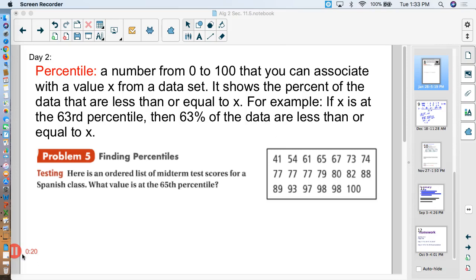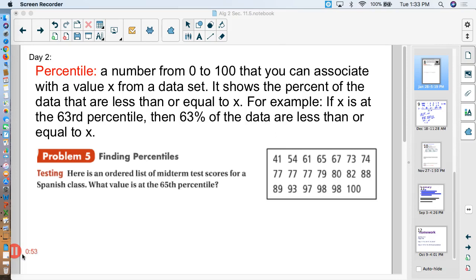When you are a young child, you have well-child checkups. Your parents would have taken you to the doctor, they would have measured your height and weight, and they would have told your parents, you are in the 95th percentile for height. What that means is 95% of children your age are your height or less. So there's only 5% of kids your age that are taller than you. That's what it means to be in the 95th percentile.